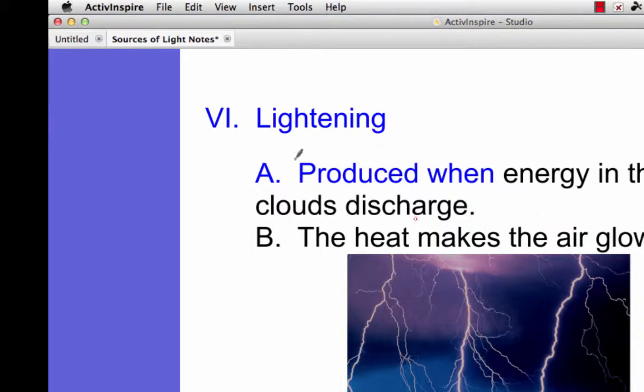Now lightning. Lightning is really cool, and we're not exactly sure. We do know why it is caused, but we're not sure why it behaves like this. Lightning is produced when energy in the clouds discharges, and the heat from that energy makes the air glow. Lightning is really cool because when you have thunderstorms, you have this thing called an updraft. And as thunderstorms roll over, the updraft, or energy flow that is moving up into the thunderstorm, brings up a whole lot of other things.